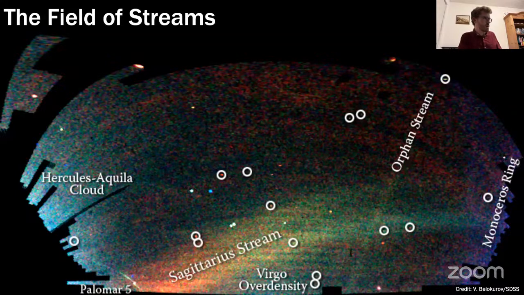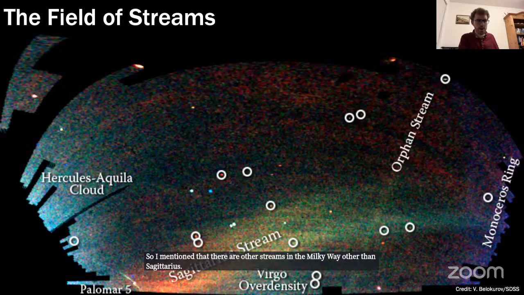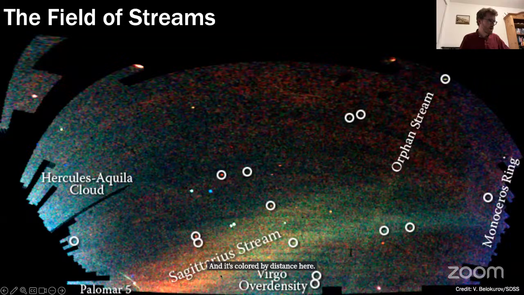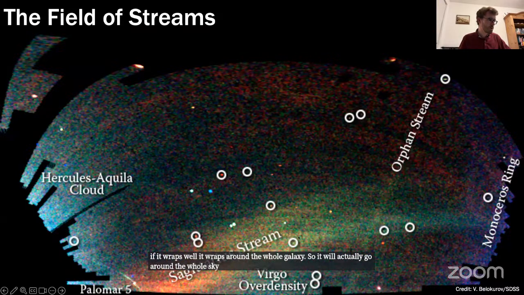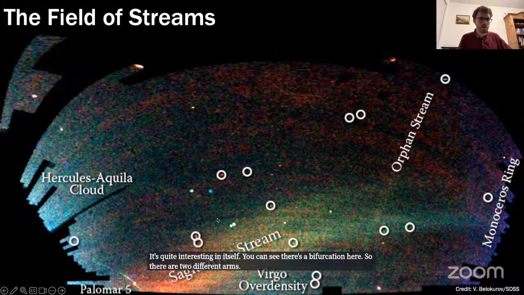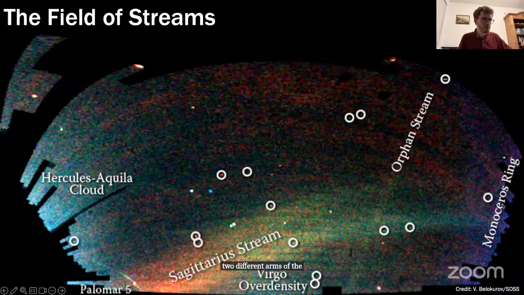So I mentioned that there are other streams in the Milky Way other than Sagittarius. This is an iconic image of the northern sky, I think, from the Sloan Digital Sky Survey, and it's coloured by distance here. And you can see the Sagittarius stream here is dominant, so it covers a vast area of the sky. It wraps around the whole galaxy, so it will actually go around the whole sky. And it's quite interesting in itself. You can see there's a bifurcation here, so there are two different arms of the stream.